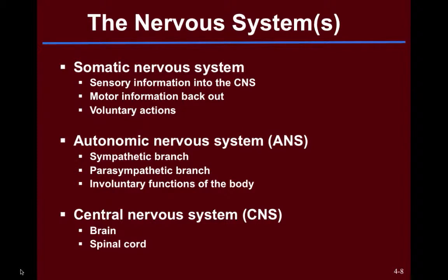So the somatic nervous system, this mostly covers sensory information coming in and then motor information going back out. So our voluntary actions. You move your hand away from the heat because it's hot. That sort of thing. The autonomic nervous system, this is the involuntary function of the body. Things like breathing, your heartbeat, things that are not under conscious control, things that are involuntary functions. And then finally, the central nervous system, the brain and the spinal cord, the components that most of us are probably most familiar with.